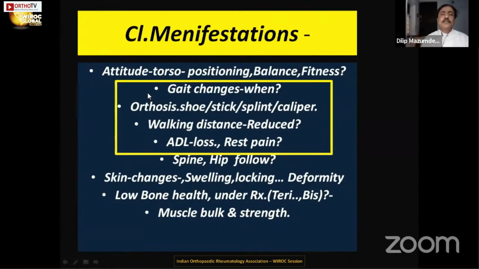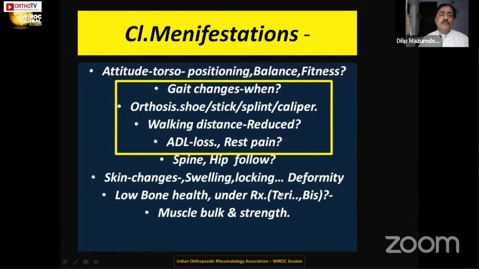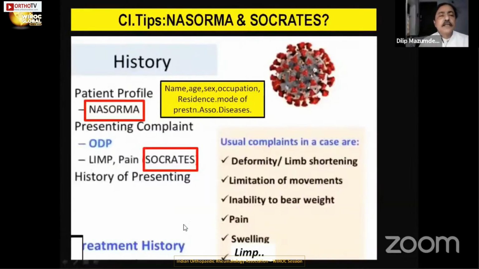So what are the clinical manifestations? Attitude, torso, positioning, balance and fitness of the patient. Did the gait change start, and when did it start? Orthosis, shoe, stick, splint, caliper: what is coming into your clinic? Walking distance is reduced, ADL loss. Rest pain: whether there is rest pain or work pain, or night pain, that is important. The spine and hip will also follow. Skin changes, swelling, locking, deformity, low bone health under treatment with teriparatide or bisphosphonate, muscle bulk and strength.